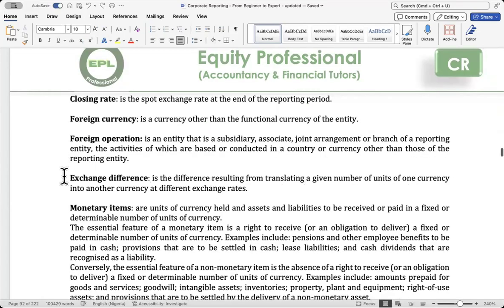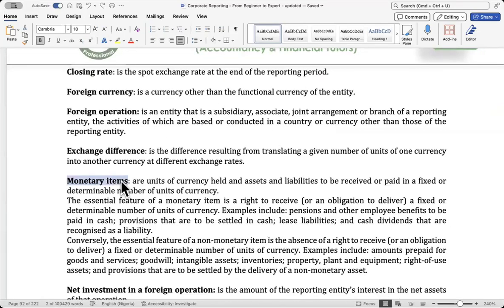Another term that you will hear me mention often is monetary items. The similitude to what you have known before for monetary items will be financial assets.